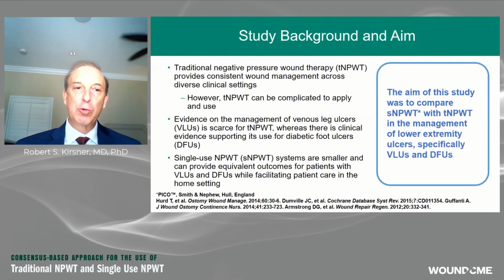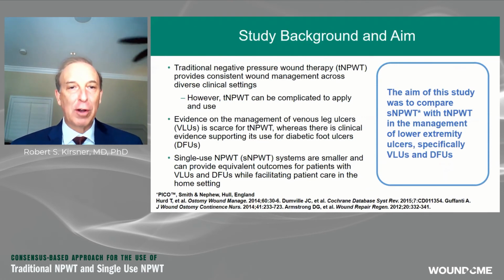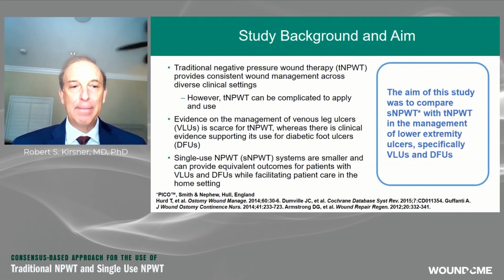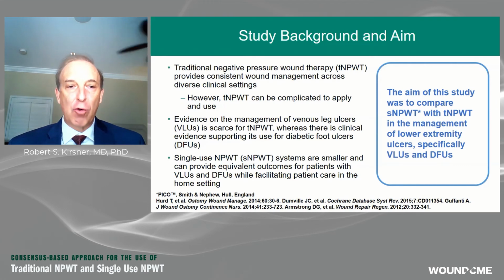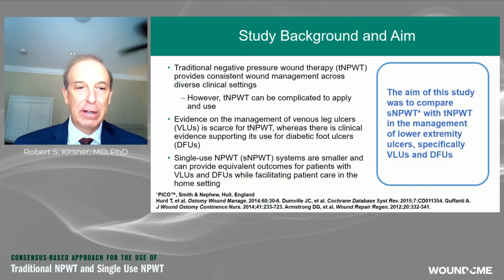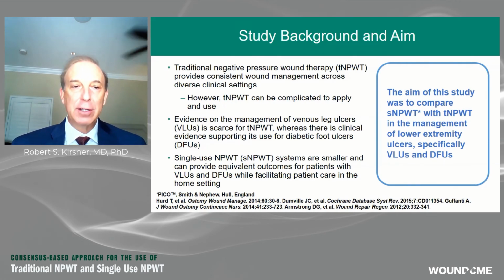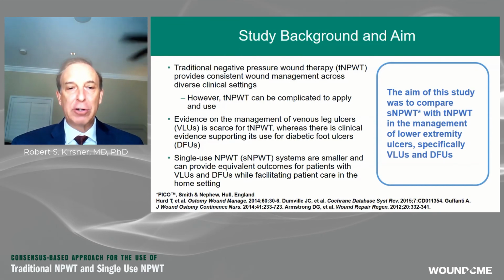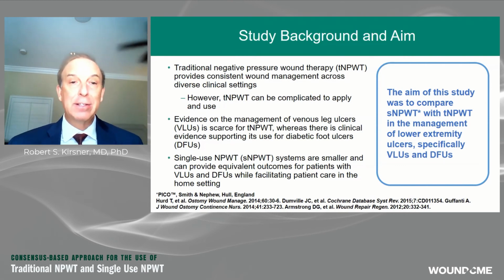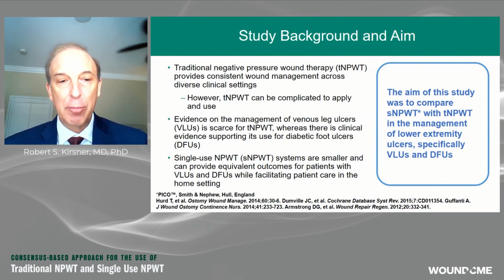And of course, we know, as I pointed out before, that traditional negative pressure is used across many clinical settings, but it is complicated and difficult to use. There is fairly strong clinical evidence for the use of negative pressure with diabetic foot ulcers, a little bit less evidence for venous leg ulcers. But the real question is how would this single-use negative pressure device compare in a well-performed randomized control trial to traditional negative pressure wound therapy device? Was it going to be as good as traditional negative pressure or not?